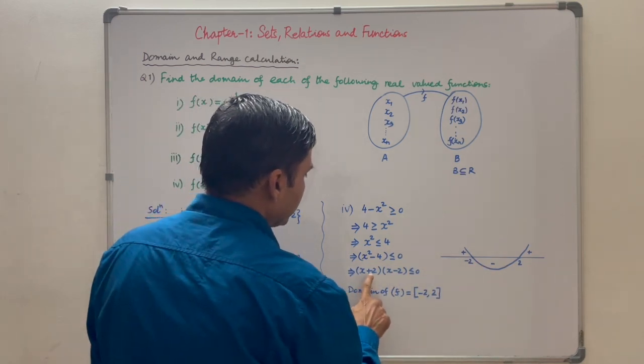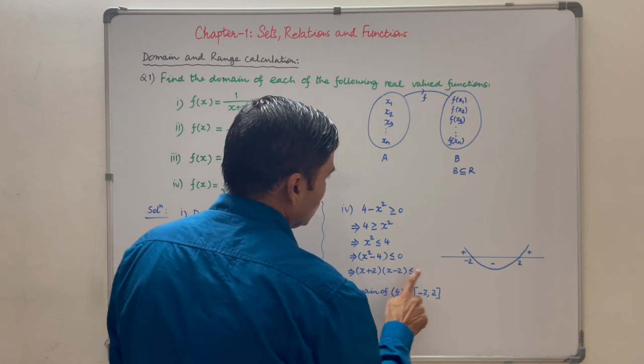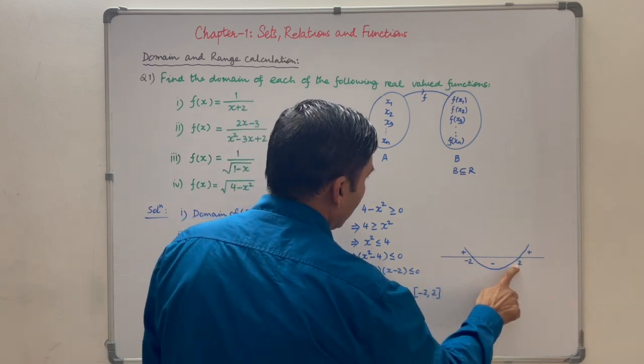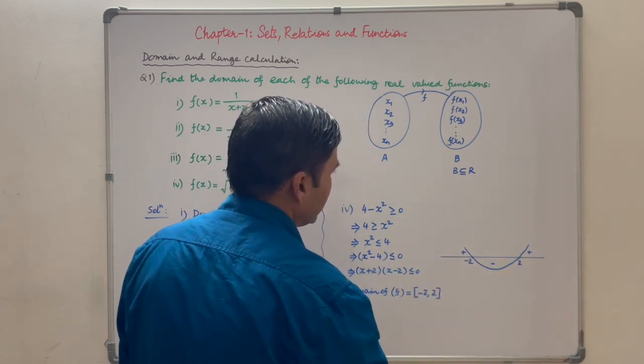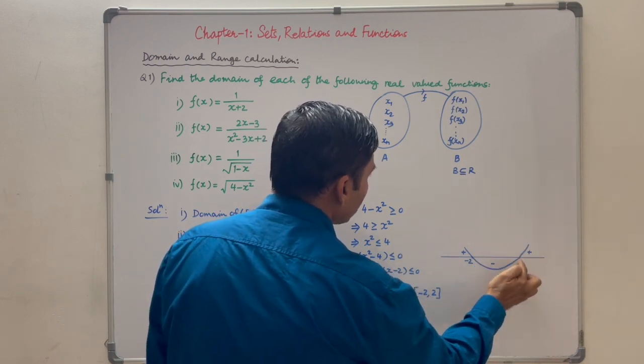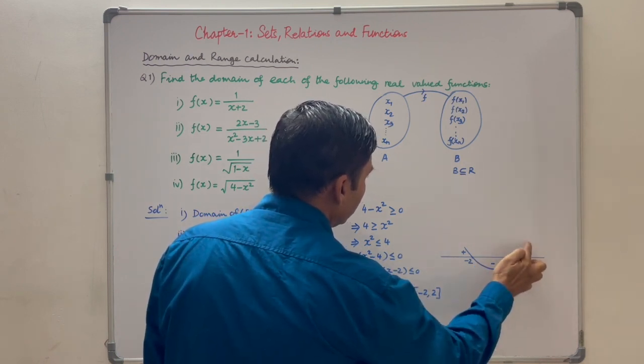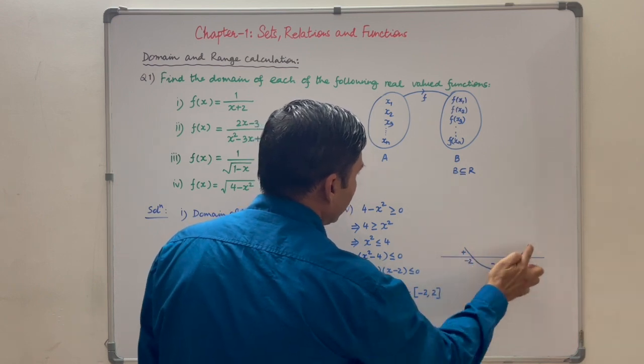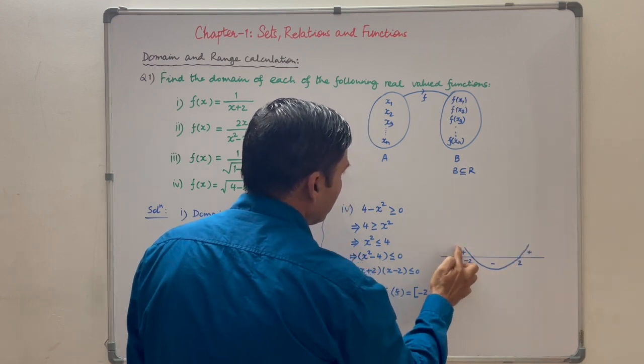So the critical points are minus 2 and plus 2. So minus 2 and plus 2 are located on the real number line. Start forming the wave from the positive side and from the rightmost critical point towards the leftmost critical point. So this is the wave formed.